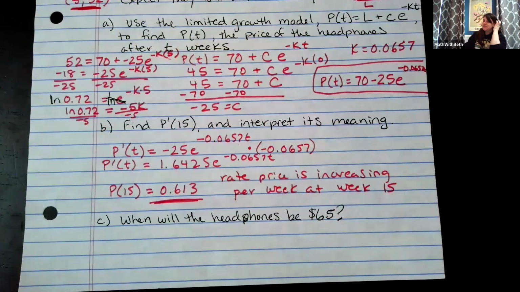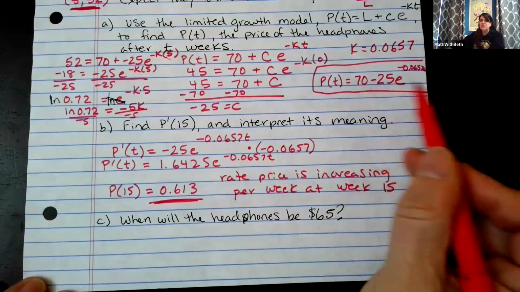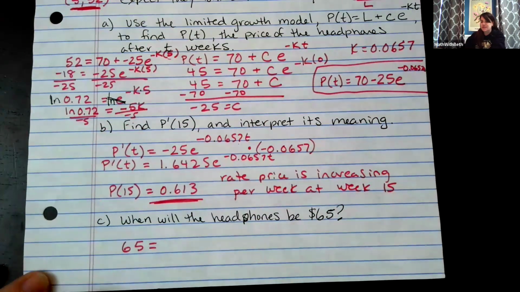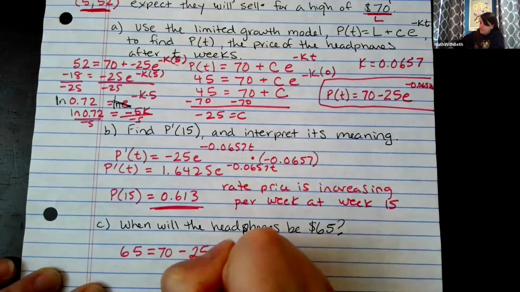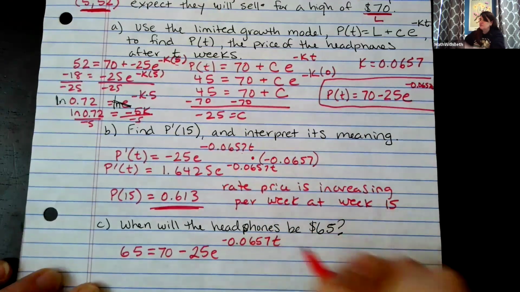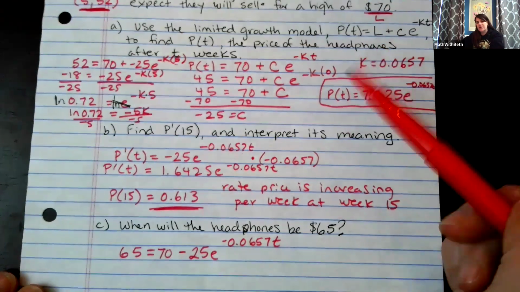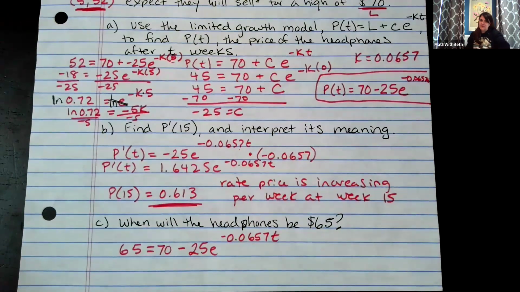Finally, when will the headphones be $65? So this has nothing to do with rate, so I don't need a derivative. So I just need to go back to my original equation and find out when it would equal 65. So definitely reviewing some of the rules of exponential graphs and how to solve equations that have e's in them would definitely be helpful, because the new equations aren't that bad, but it's doing all of this math dealing with e that might be troublesome if you haven't done it in a while.